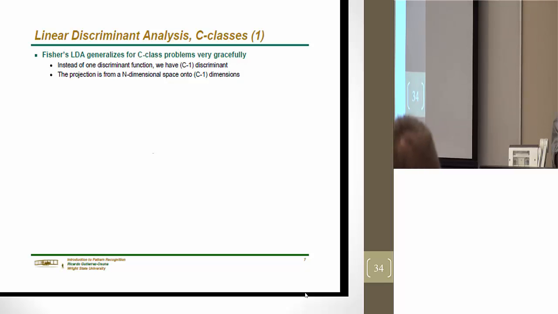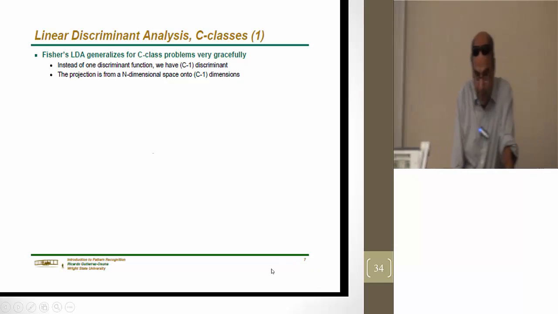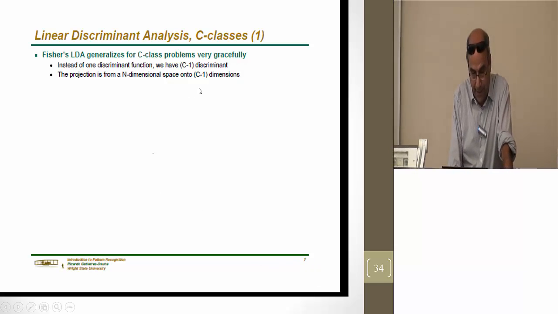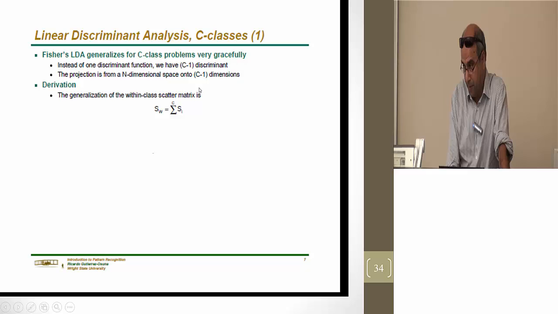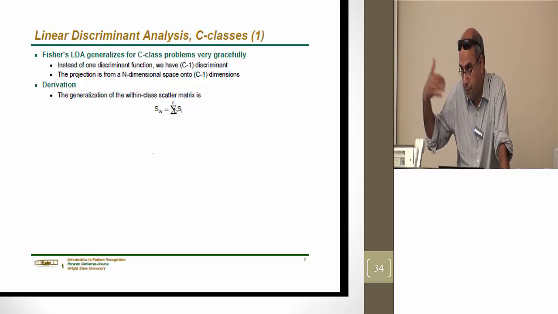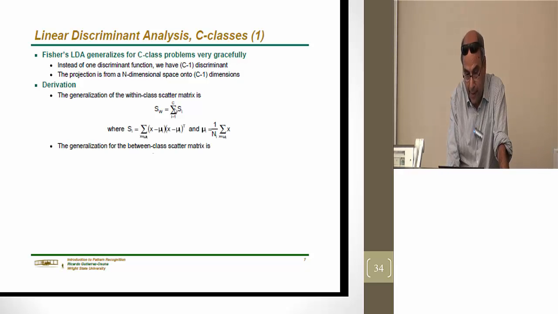Okay, so let's look at the C classes. The idea now is that this projects from n dimensional space to C minus 1 dimensional space as compared to 1 dimension. And the generalization is the same thing: SW will be the summation of all these S matrices for C classes. There we were doing only 2 classes. Now you're going to do C classes. And then each SI is defined exactly the same.